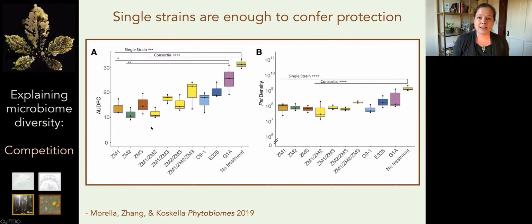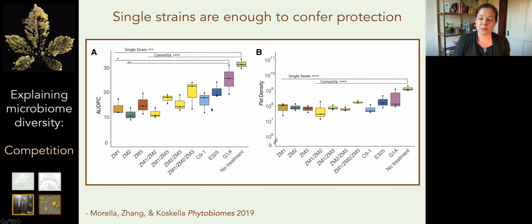Now the y-axis is slightly different. We're looking at area under the disease progression curve. So if you imagine the curves I just showed you, this is now calculating the area under there. Higher area means more disease throughout the disease progression curve, and lower area is less disease. And what you can see is that just single isolates are enough to confer this incredible protection. And actually the consortia, in some cases, even performed worse than single strains.